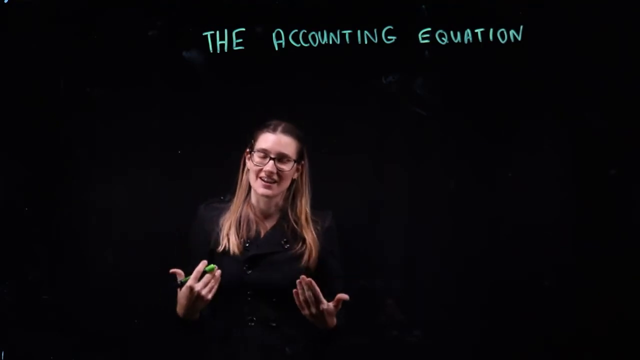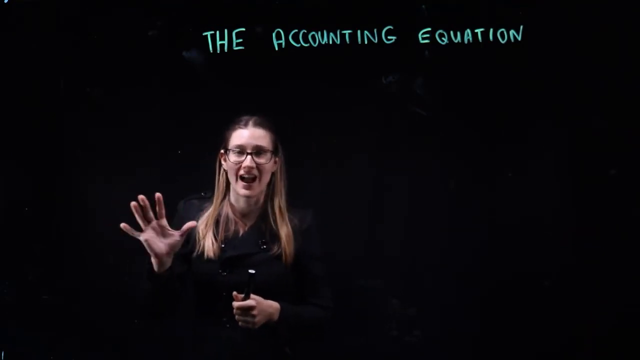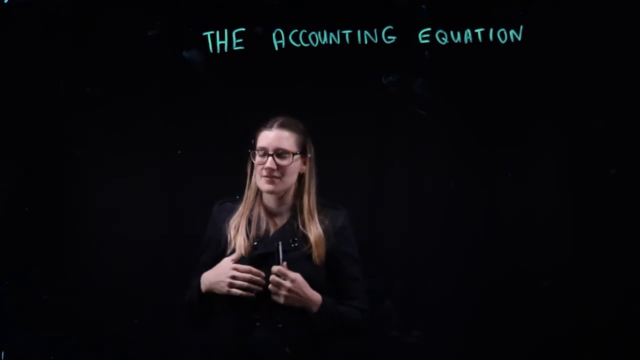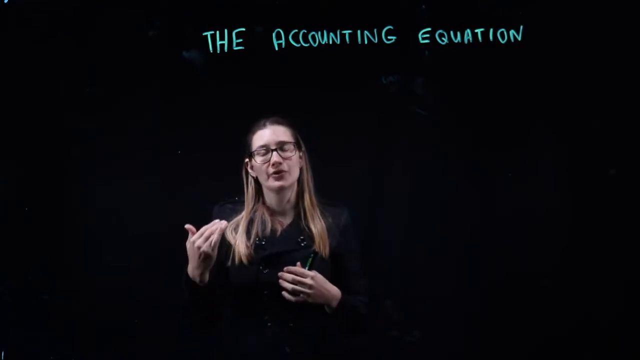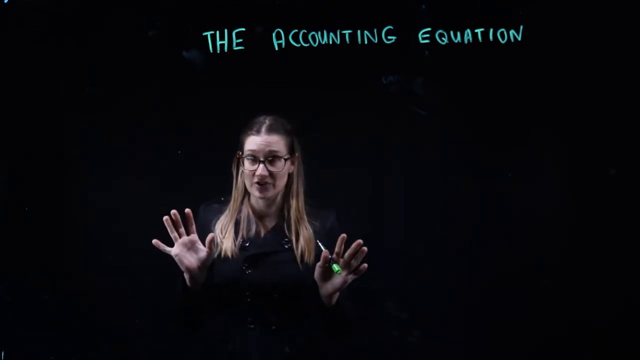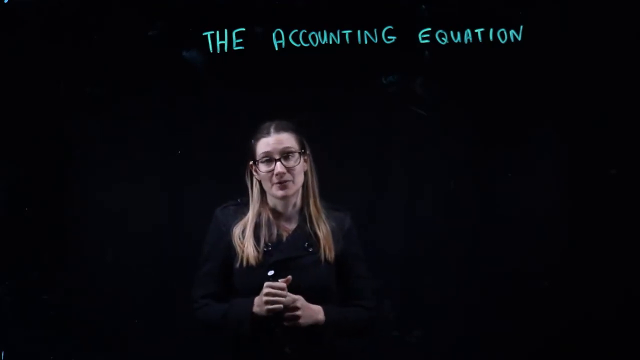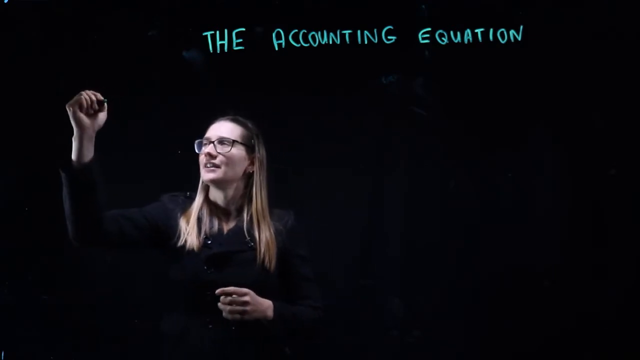In order to understand the accounting equation, it's important that you recognize that there are 5 different categories of accounts, and the accounting equation is the relationship between those different accounts. The full accounting equation will include all 5 accounts in the equation, and the basic one is only going to be looking at 3. So, like I said, we have 5 accounts.